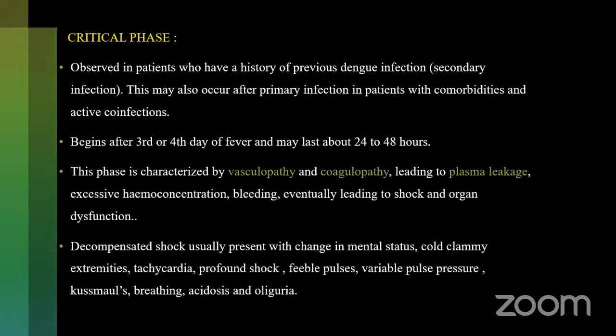So these lead to bleeding tendencies and ultimately causing shock. Also, there is significant amounts of plasma leakage causing excessive hemoconcentration, all further leading to shock and organ dysfunction. So the shock that we see can be either decompensated or compensated shock. Decompensated shock is usually presented with one or more signs of organ dysfunction, such as change in the mental status, oliguria, and also with features of profound shock like feeble pulses, variable pulse pressures, acidosis, etc.